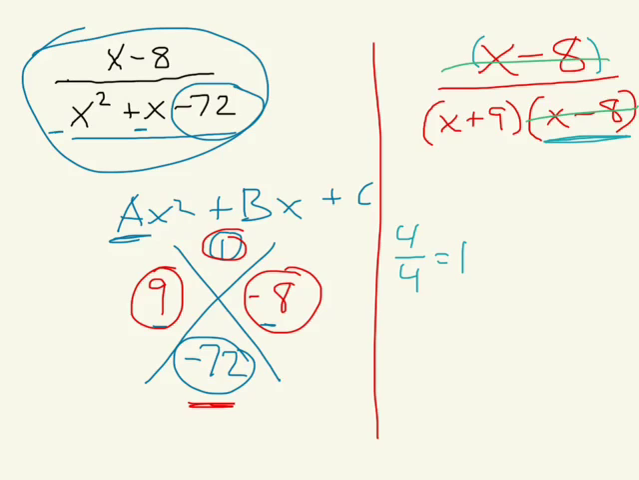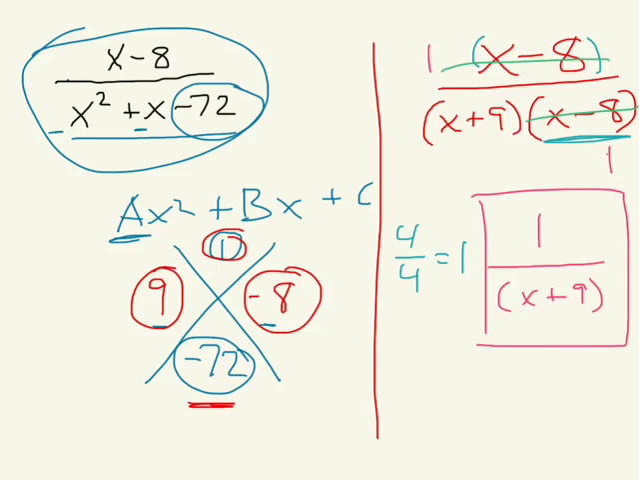So anytime you cross something out, it turns into the number 1, like I just said. So this x minus 8 turns into the number 1, and this x minus 8 turns into the number 1, which means we're left with the number 1 in our numerator and x plus 9 in our denominator. And that is how you simplify a rational expression.